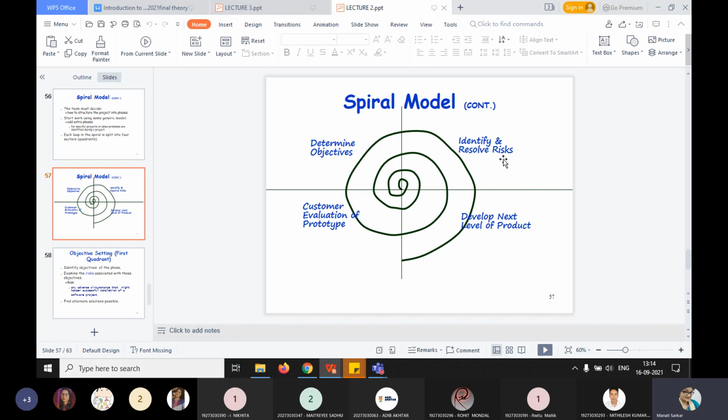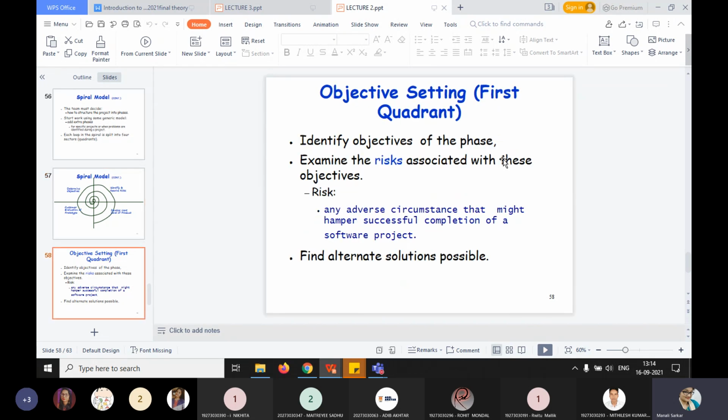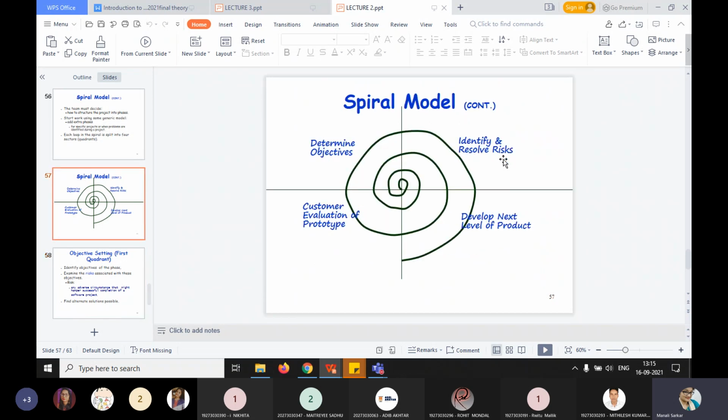So first, see here, this is the first quadrant. Okay, so why do we say the first quadrant? The objective of the first quadrant is to identify the objectives of the phase. So see here, in the first quadrant it is written: determination of objectives.